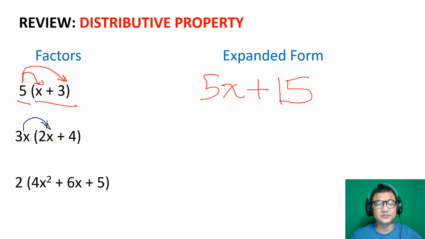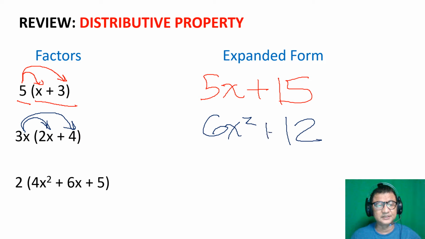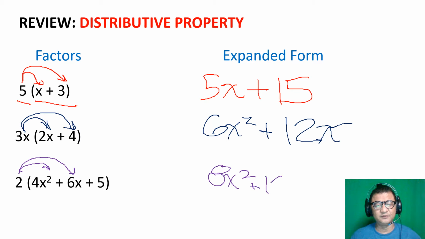3 times 2 is a 6. Since there are two x's, x squared. 3 times 4 is a 12, positive 12, yes. But there's an x, leave that x there. Okay, and the last one, 4 times 2 is an 8, x squared. 2 times 6 is a 12x, and 2 times 5 is a 10.